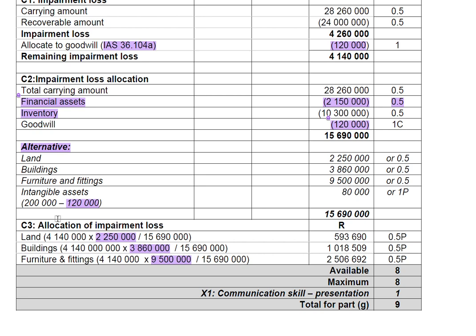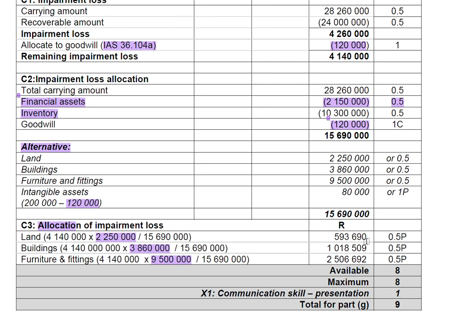Then we're going to have to do the allocation. When we're doing the allocation, we know we're allocating 4,140,000 on the 3 items. It's going to be the impairment we're allocating times the carrying amount of that asset divided by the balance that we have. For all of them, we're going to do the same thing. So the 2,250 is coming from the information that we've already been provided in the scenario. 3,860 is coming from the scenario for building. And for furniture and fitting, it's 9.5. It's also coming from the scenario.